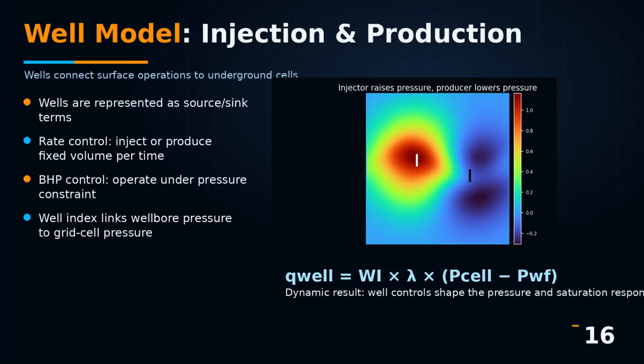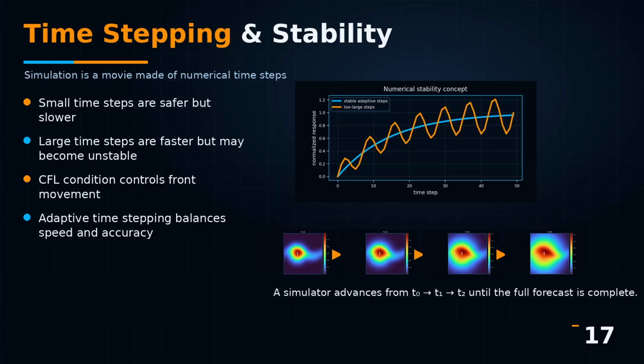Now that we understand well model, injection, and production, let us move to time stepping and stability. Reservoir simulation is a time-dependent process. We do not only calculate the reservoir state once. We update it repeatedly as injection, production, pressure, and saturation evolve. This is called time stepping. At each time step, the simulator solves the governing equations and moves the model forward.